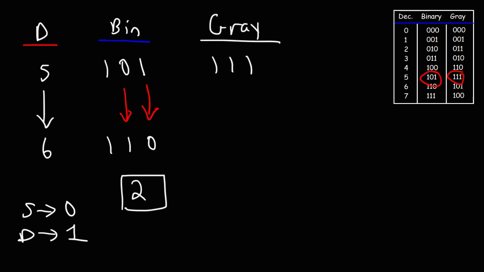The gray code for 5 is 111, and for 6, it's 101. So the only number that changed is this particular bit. And so that is the advantage of the gray code over binary code. To go between successive values, there's only a change in one bit. Only one number changes as opposed to 2 or 3 numbers. And so that's the major difference between the gray code and the binary code.